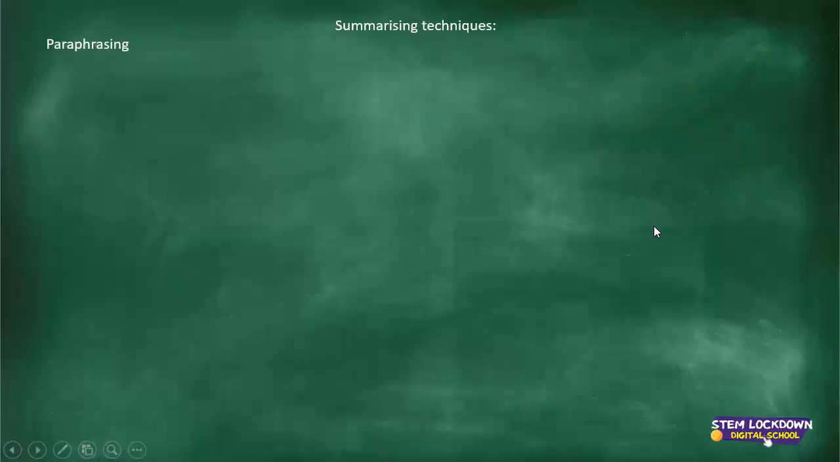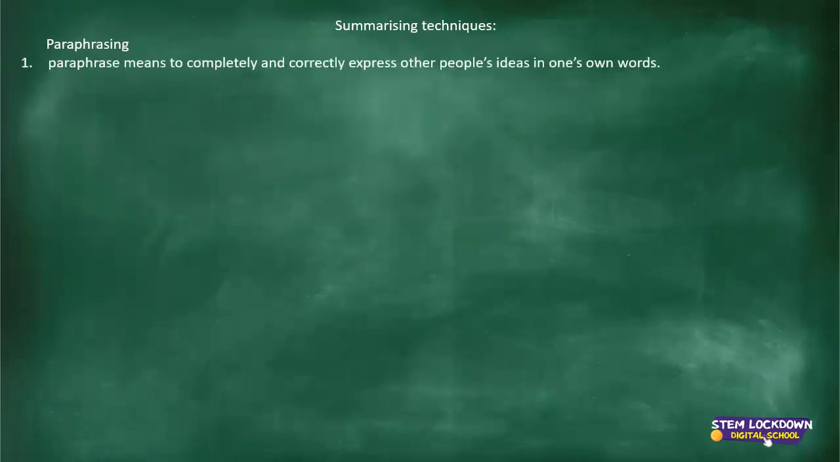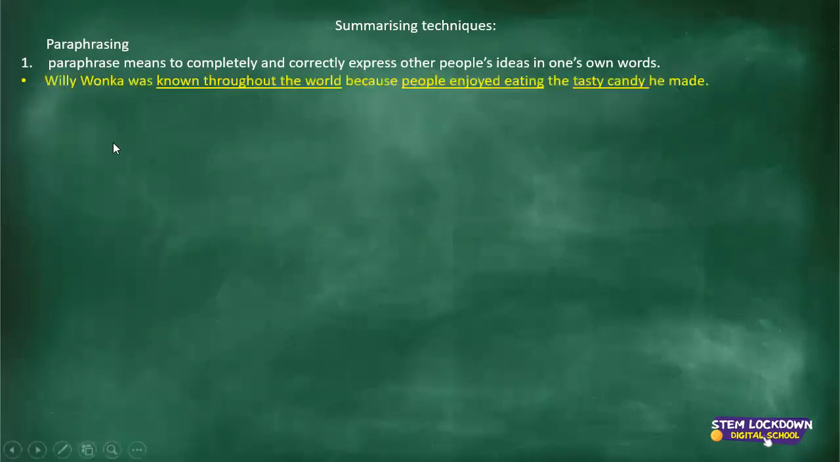Right, so one of the techniques that we use when summarizing is paraphrasing, okay? I'm sure that you guys have heard the word paraphrasing before. So paraphrasing means to completely and correctly express other people's ideas, but in your own words. An example would be, Willy Wonka was known throughout the world because people enjoyed eating the tasty candy he made, okay? So just think about that for a second and how you would actually summarize that in your own words.